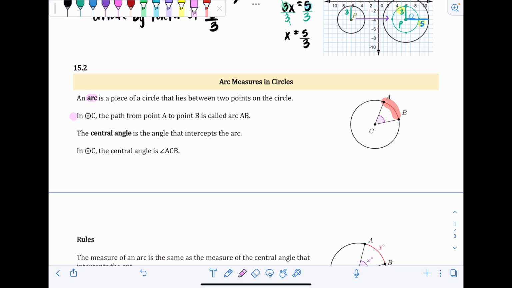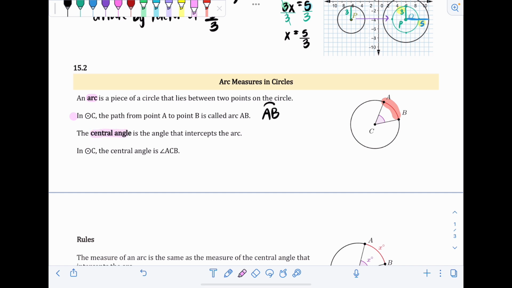There's a little bit more shorthand to write that. You would write it as A, B, both capital, and then with a little arc symbol, a little curved line up above it, and that would be read as arc AB, so you don't have to write out the word arc.